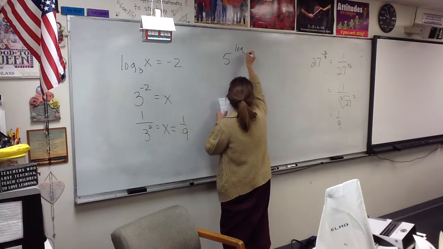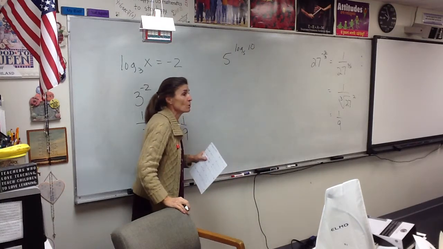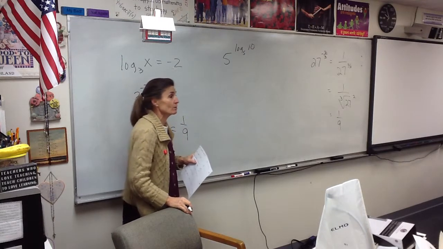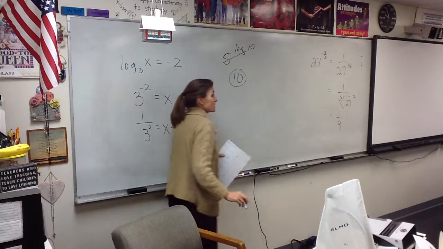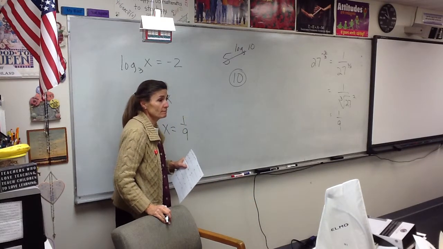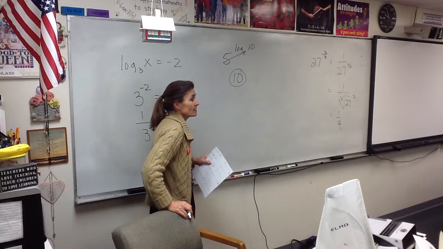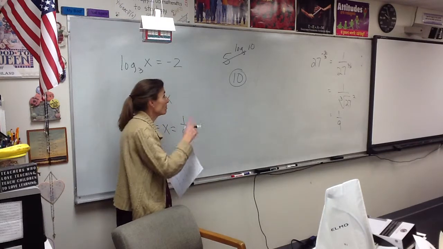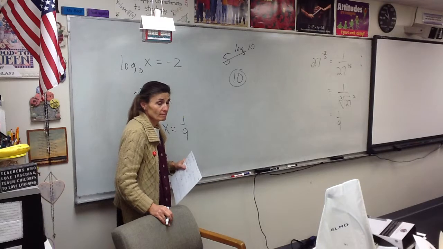Here's an easy one. Looks like a hard one, but it's super simple if you know your properties. What's the answer? 10. These cancel. The answer is just 10. That's a property. What's your quiz tomorrow going to look like? This. You're gonna have a problem like that tomorrow, don't waste time on it. The answer's 10.